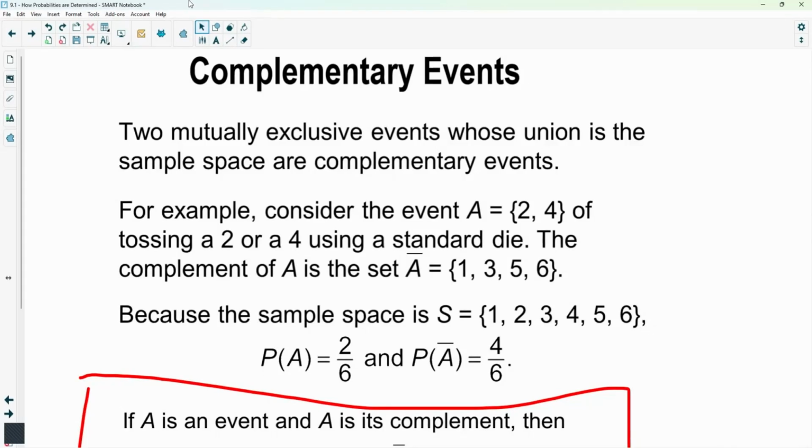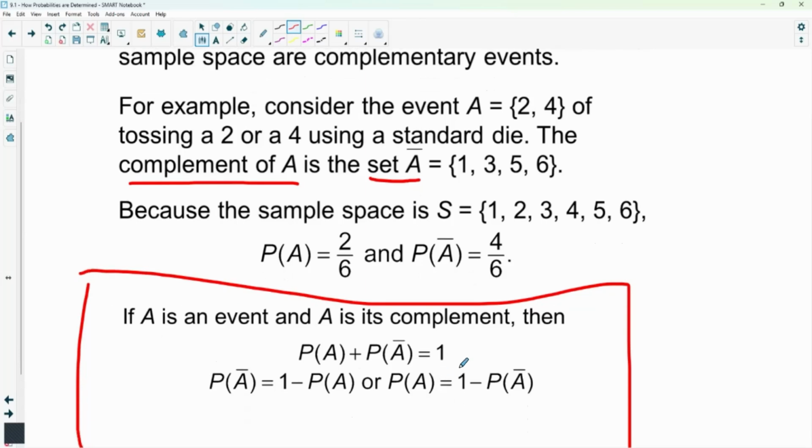So we would say that the complement of A, which we write with the little bar on top, is everything that is not in A, but is part of the sample space. So we don't have 2 or 4, right? So we already have 2 or 4, so we're left with 1, 3, 5, and 6. And if you see, when you add the probability of event A plus the probability of the complement of event A, you are going to get equals to 1, see?